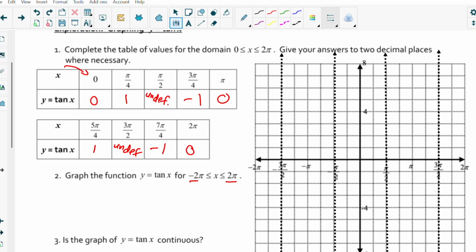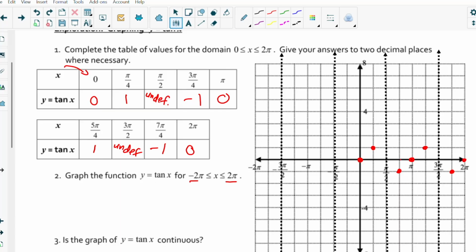And let's draw in tangent of 0 is 0. Tangent of pi over 4 is 1. Tangent of 3 pi over 4 is negative 1. Tangent of pi over 2. Tangent of 3 pi over 2 is negative 1. Tangent of pi is 0. Tangent of 5 pi over 4 is 1. Tangent of 7 pi over 4 is negative 1. And tangent of 2 pi is 0.